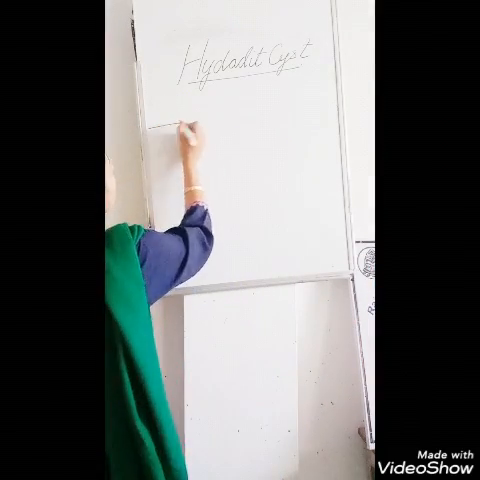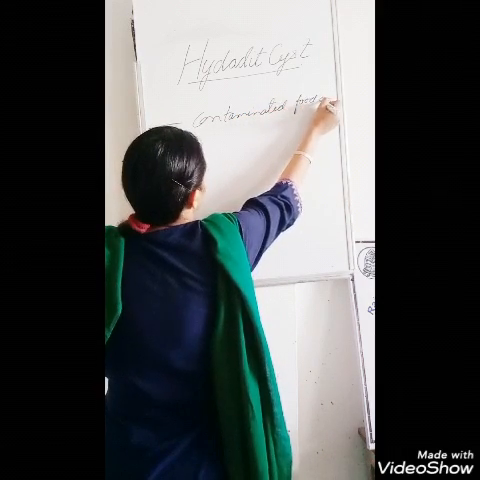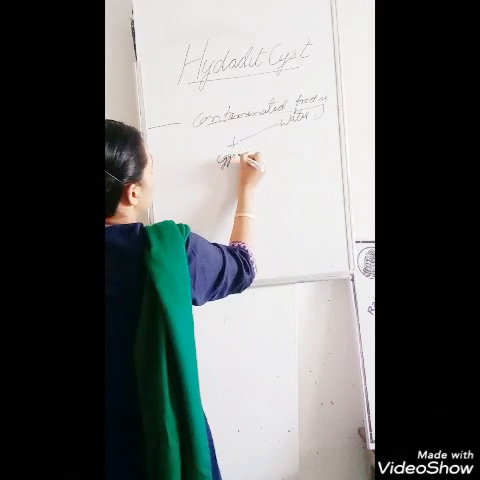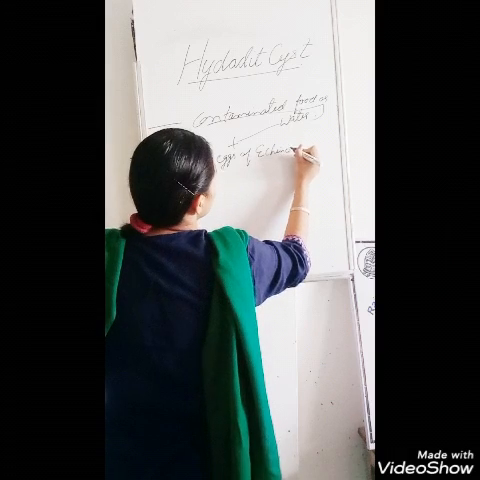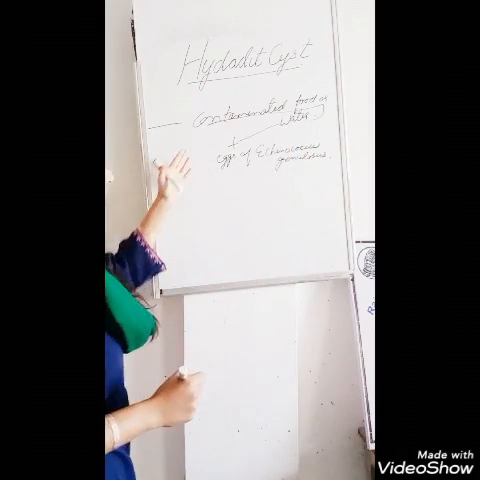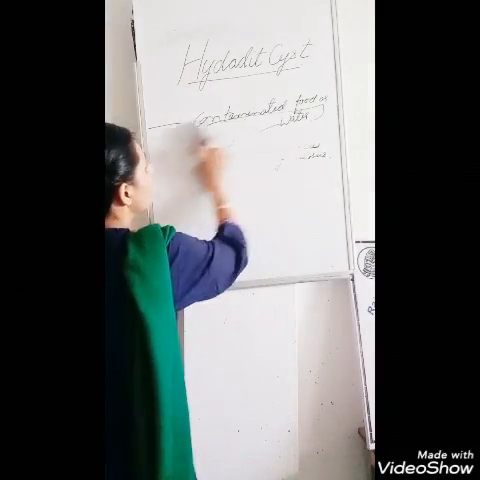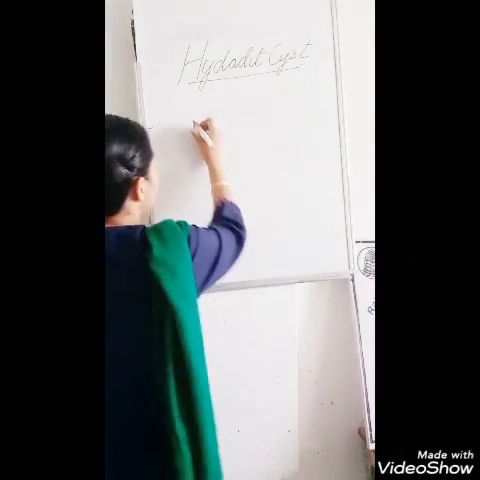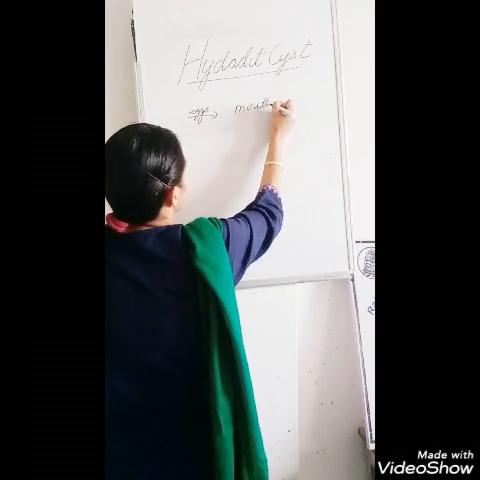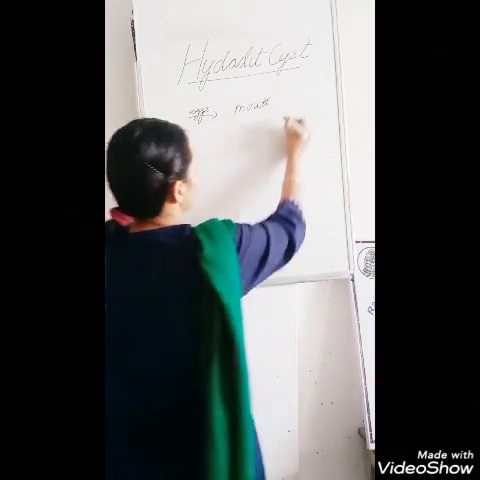So if the man consumes contaminated food or water that are contaminated with the eggs of Echinococcus granulosus, that's how the entry of this tapeworm occurs. These eggs will enter into the mouth of the human through the contaminated food or water.